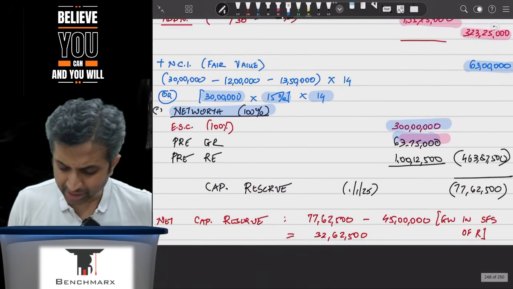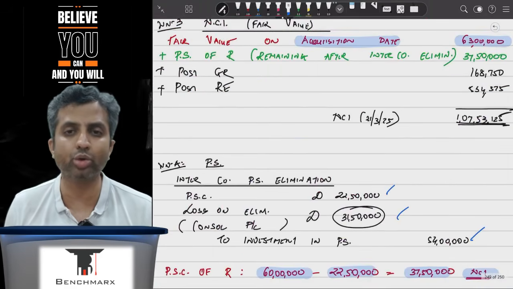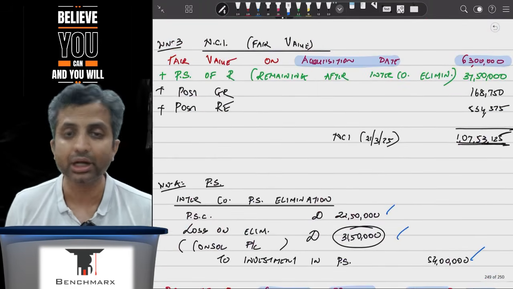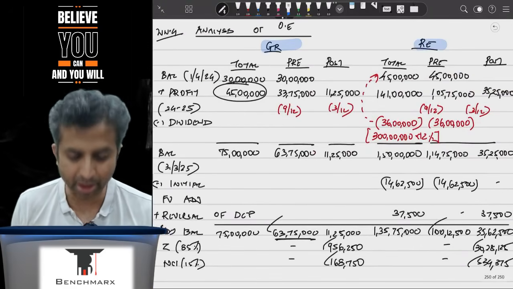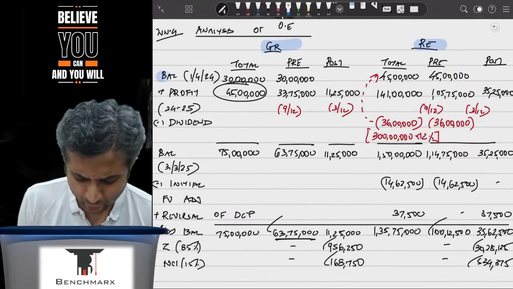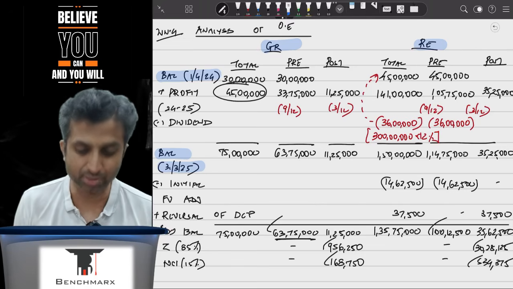So over here, that is regarding the net worth, and then we go into the analysis of the reserves. Now there are two reserves over here. There is the general reserve and there is the retained earnings. Initially we start in the usual way. We start with the balance on 1st April 24 and then the balance on 31st March 25.